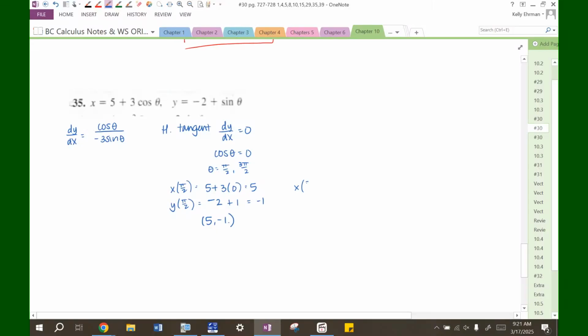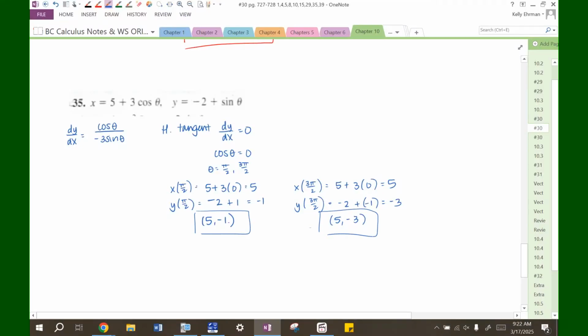And then we also need to do x of 3 pi over 2 and y of 3 pi over 2. So x will be 5 plus 3 times still 0. Y will be -2 plus sine of 3 pi over 2, which is -1. So that's -3. So there's also a horizontal tangent at 5, -3.